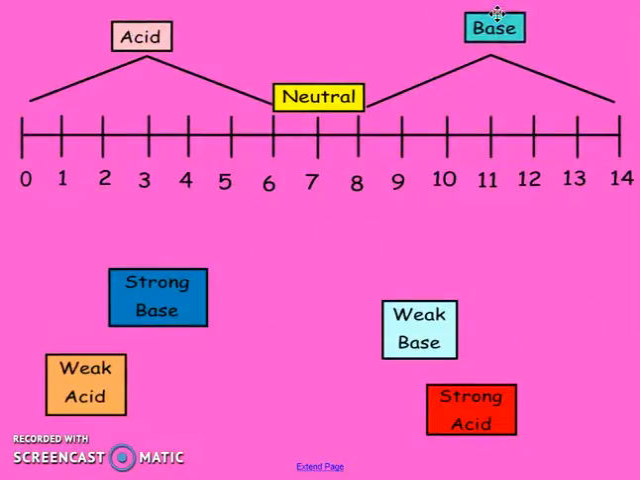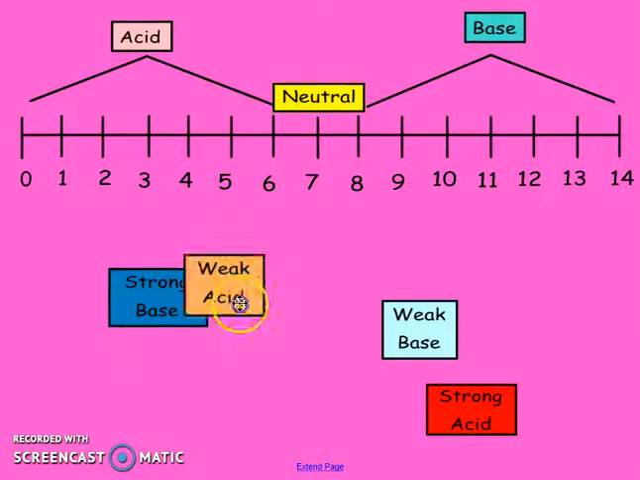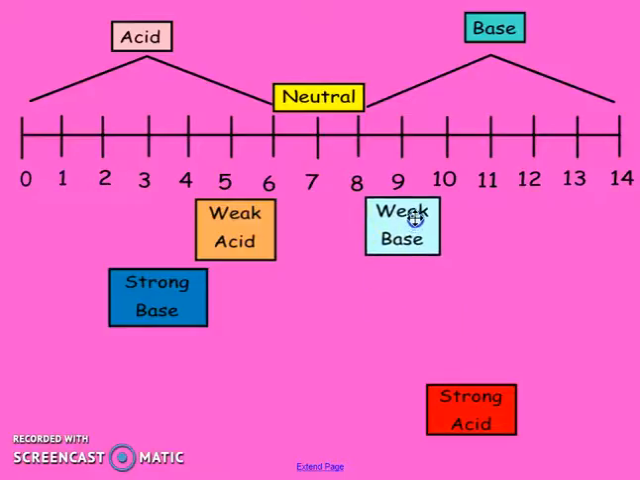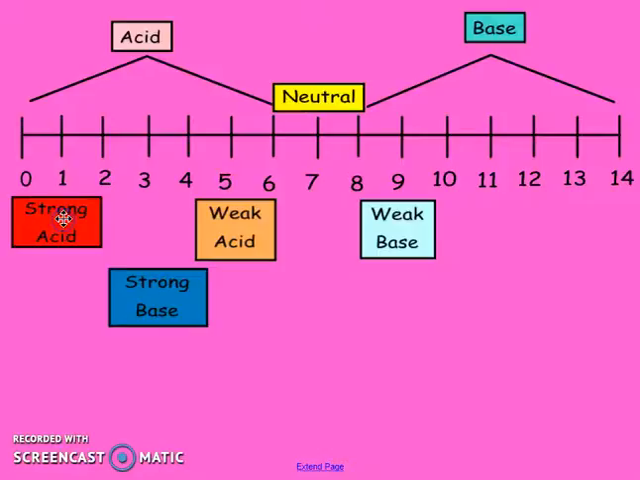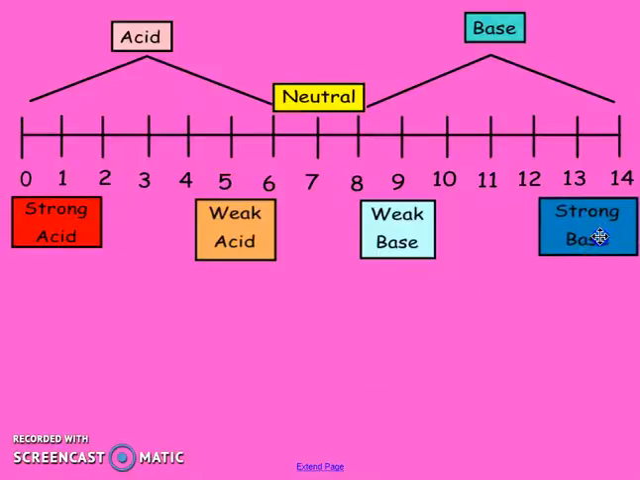Now if we think about it, if neutral is located here in the center, this is where our weaker acids and bases are going to be, because they're closer and closer to neutral. So you actually are going to find your strong acids all the way on the left, and your strong bases all the way on the right. So strong acids are going to be like a 0 or a 1, and strong bases are going to be more like a 13 or 14, because they're further away from neutral. So the closer an item gets on the pH scale to neutral, the weaker it's going to be.